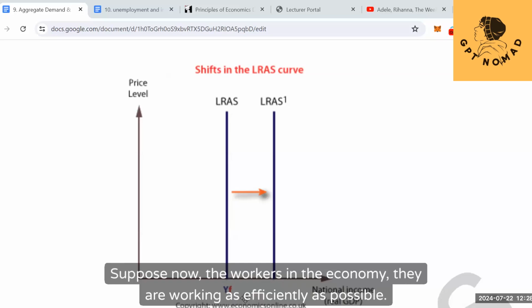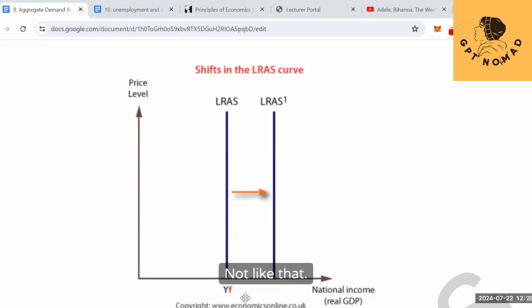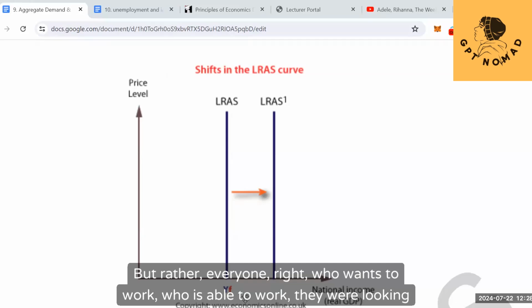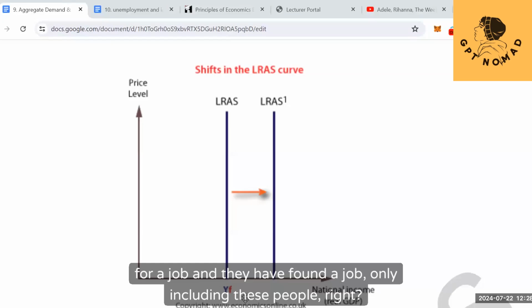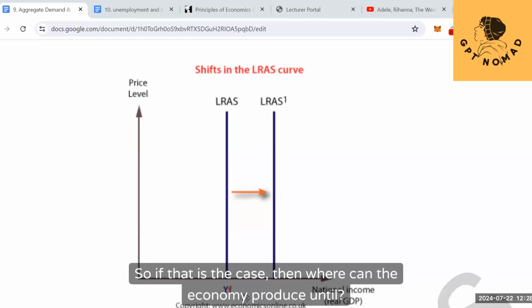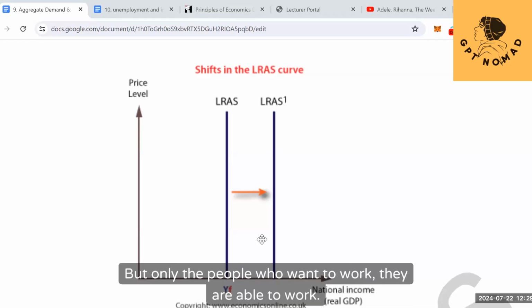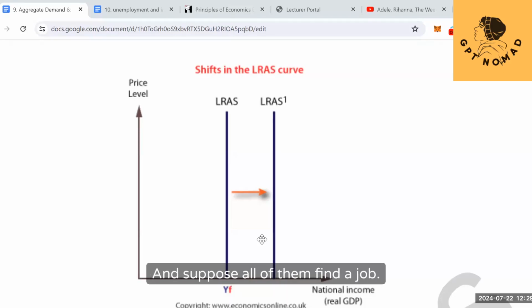Suppose now the workers in the economy are working as efficiently as possible. In this case, we're not saying that every single person in the economy is working. Rather, everyone who wants to work and is able to work, they were looking for a job and they have found a job, only including these people. If that is the case, then where can the economy produce until? We are not including people like students, housewives, retirees, so we don't include them. But only the people who want to work and are able to work. Suppose all of them find a job, where can the economy produce until?